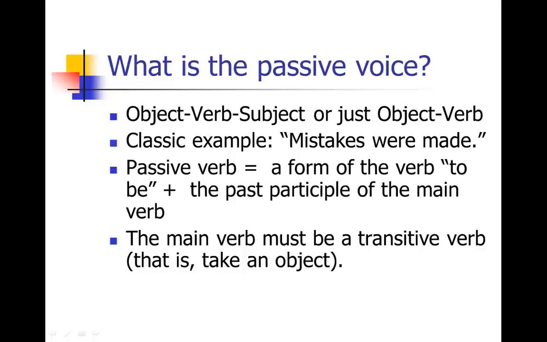However, if you said, she runs the company, then you could turn that into the passive voice because in that sentence, run takes an object, the company. So then you could say, the company is run by her. So that's the passive voice. And you can recognize it by looking for, again, a form of the verb to be connected to the past tense of the main verb.